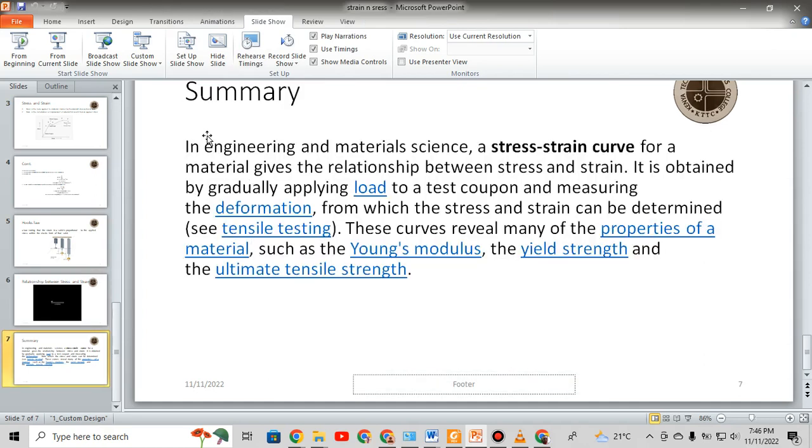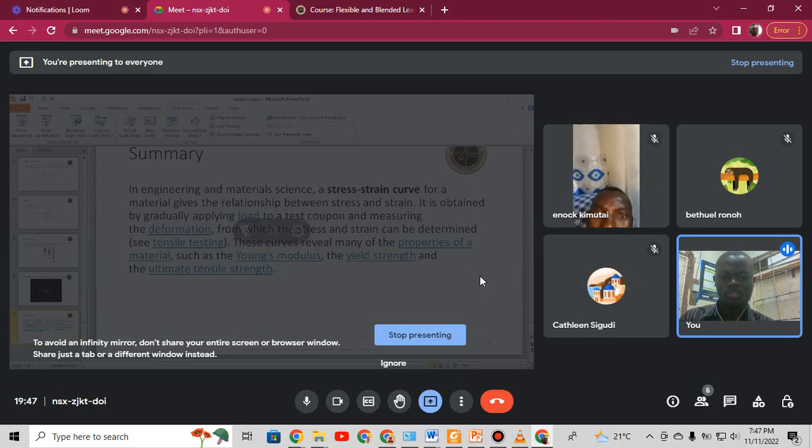The summary: in engineering and material science, a stress-strain curve for a material gives the relationship between stress and strain. It is obtained by gradually applying load to a test coupon and measuring the deformation, from which the stress and strain can be determined by tensile testing. The curve reveals many of the properties of a material, such as Young's modulus, the yield strength, and the ultimate strength.